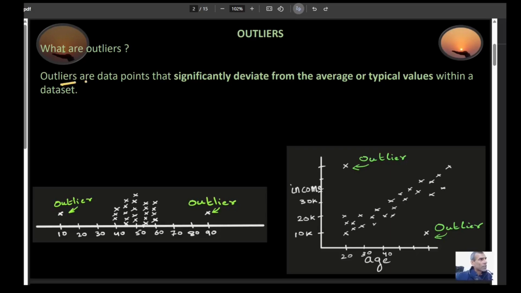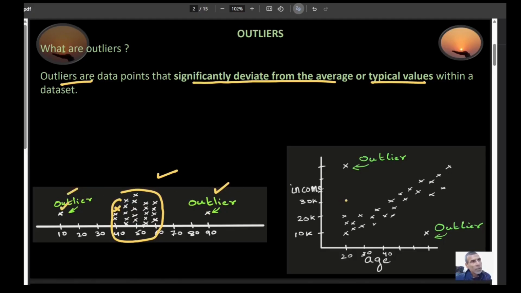Outliers are data points that significantly deviate from the average or typical values within your data set. So, let's say this is your age right here. You can see that most of the people's age is between 40 and 60. Each one of these crosses is a data point, so these are the ages of people. Then you have one guy whose age is 90 right here. So this is an outlier. Then you have another guy whose age is 10. This is an outlier.